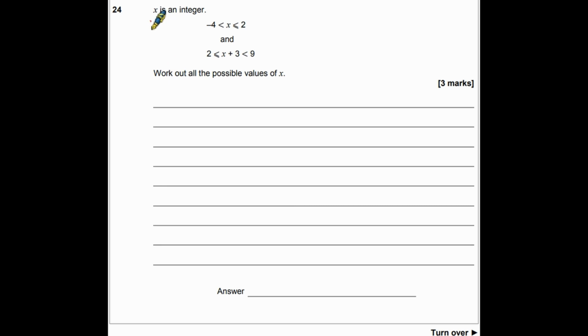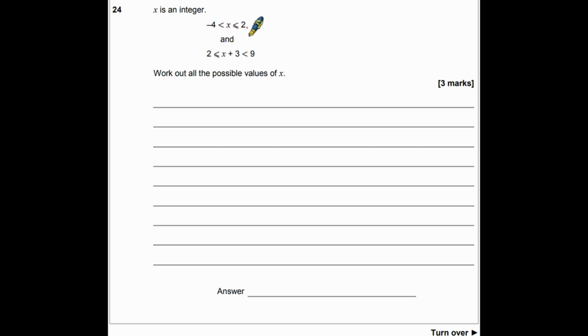Question 24, we're told that x is an integer, in other words a whole number, and we're given two inequalities which describe x, and we have to work out all the possible values. So we're looking at those values of x which appear in both of the inequalities.